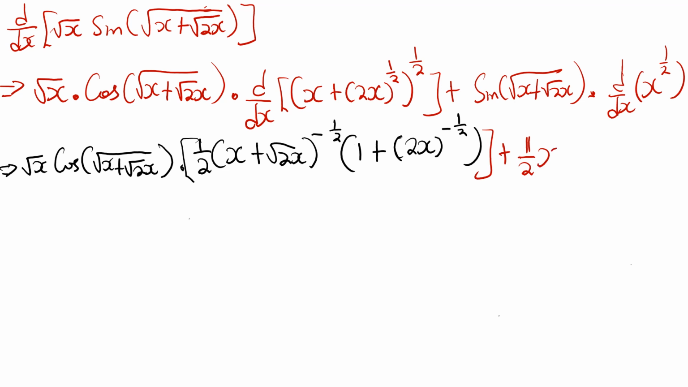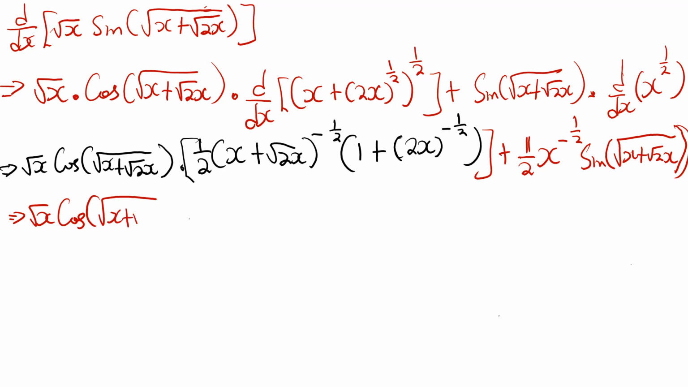Then we'll be having x to the exponent negative 1 over 2 multiplied by sine of root of x plus root of 2x. This is what we have so far. And then let's rewrite these things in the positive exponent. So I'll be having square root of x cos of square root of x plus square root of 2x. Then again, this is going to be 1 over 2 square root of x plus square root of 2x.